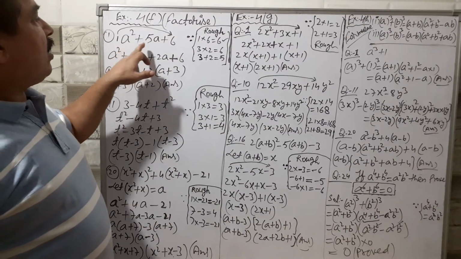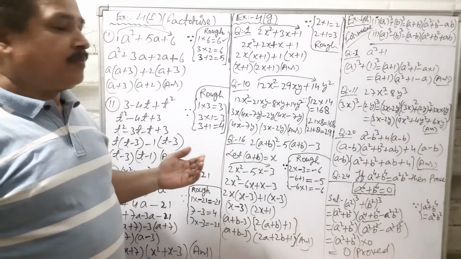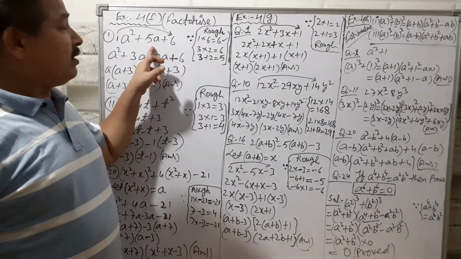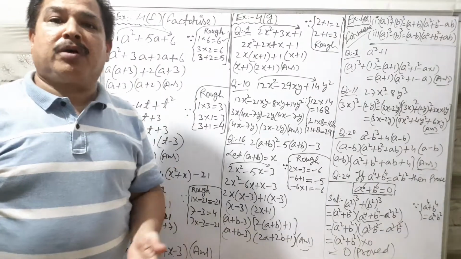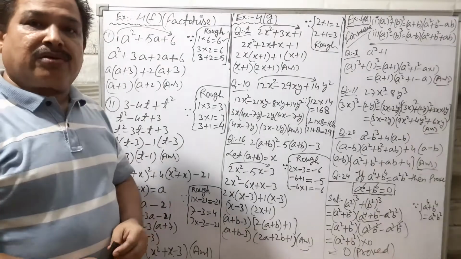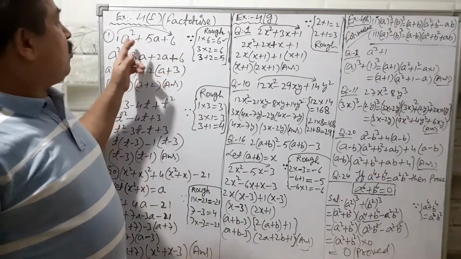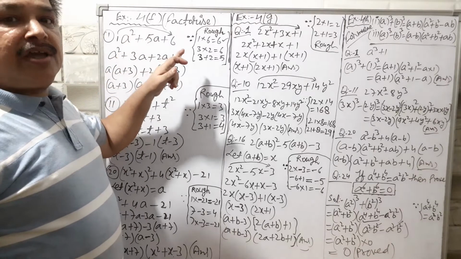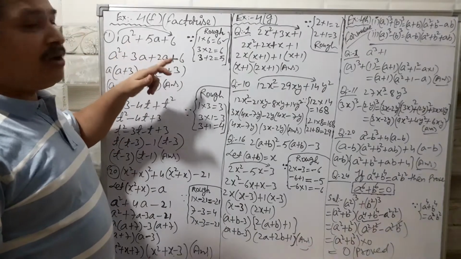Factorize a square plus 5a plus 6. This question is based on the splitting method, splitting the middle term. How would you come to know in examinations? This question is based on the splitting method. So first of all you have to check the variable parts. They should be in descending order. First of all, arrange in descending order.